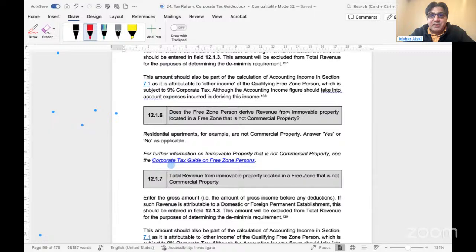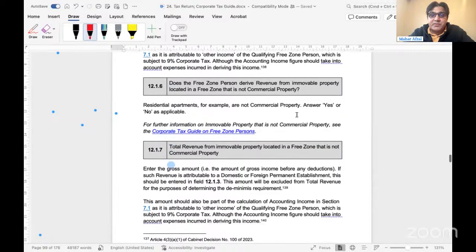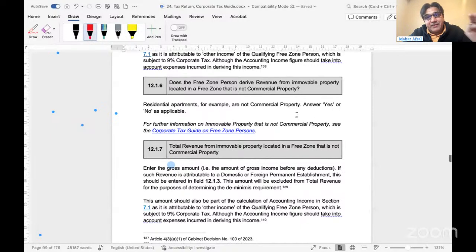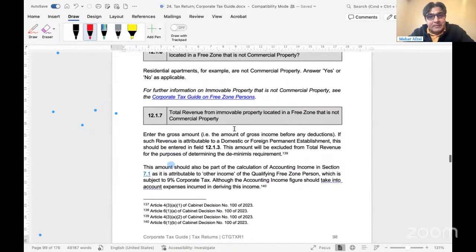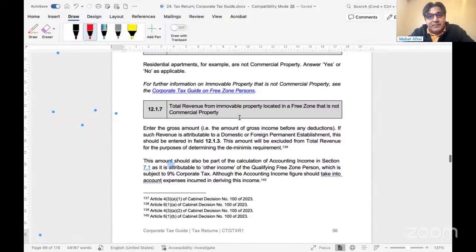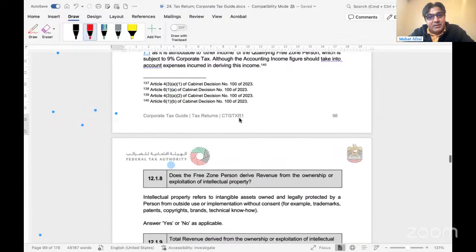Does the free zone person earn income from immovable property, straightforward, subject to tax at 9%? If all those criteria are not being met, this is the reason they are asking this question. Total revenue from the immovable property in the free zone, that is the commercial property, you can address this.